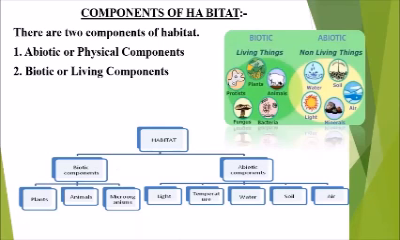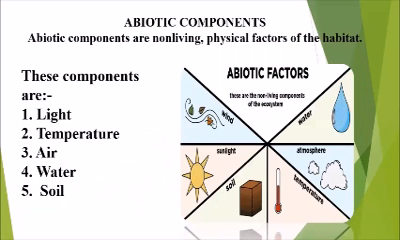Now, we will understand the components of a habitat. There are two components of habitat. Number one, abiotic or physical components. Second, biotic or living components. First, we will understand abiotic components. Abiotic components are non-living physical factors of the habitat.